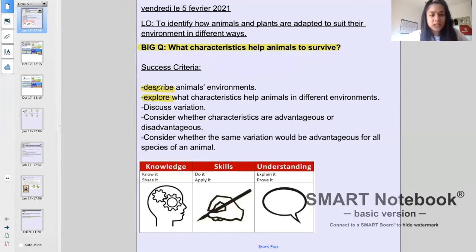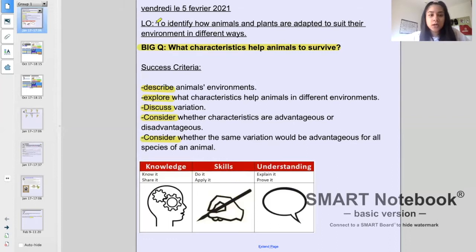So remember, exploring is asking questions, okay? And you also need to discuss variation, as well as consider whether characteristics are advantageous or disadvantageous. And finally, you'll need to consider whether the same variation would be advantageous for all species of an animal. So there are some words in there that you may not be familiar with, but that's okay because we're going to go through some key words together.